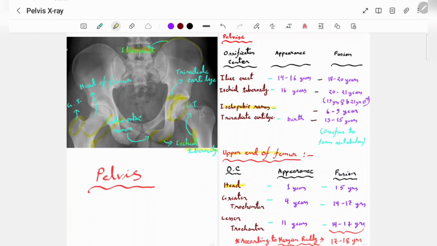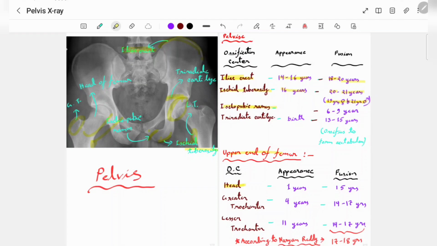Now we will see the appearance and fusion of these major bones. At first, the iliac crest. The iliac crest appears at 14 to 16 years of age, and fusion occurs at 18 to 20 years of age. Then the ischial tuberosity appears at 16 years of age, and fusion occurs at 20 to 21 years of age; you can say 20 years for the female and 21 years for the male.